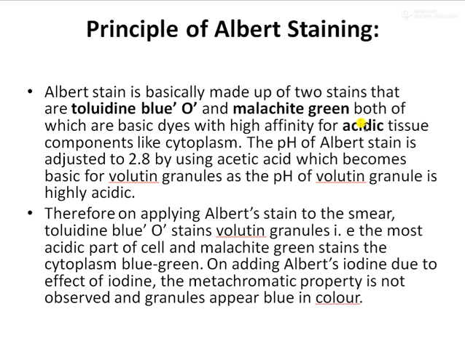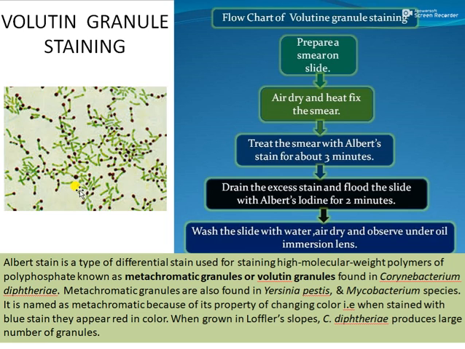On applying the Albert stain to the smear, toluidine blue will stain the volutin granules, which are the most acidic part of the cell, and malachite green will stain the cytoplasm blue green. On adding Albert's iodine, due to the effect of iodine, the metachromatic property is not observed and the granules appear blue in color. Sometimes you will not get a reddish color, but a bluish color.